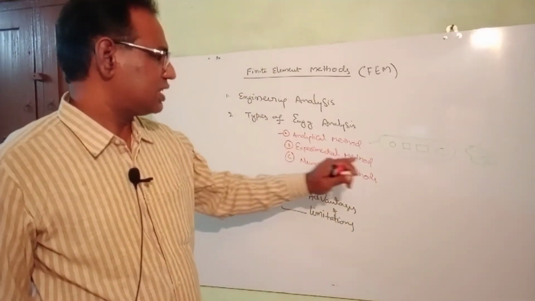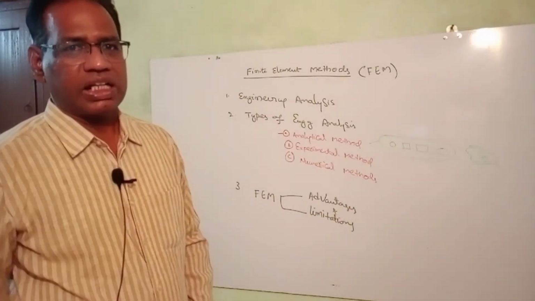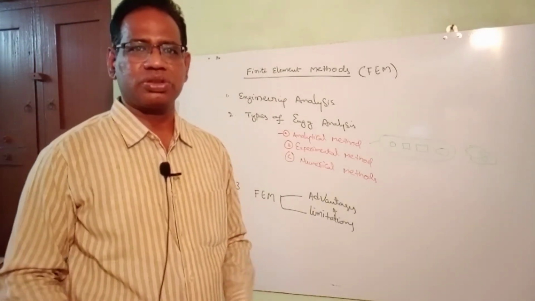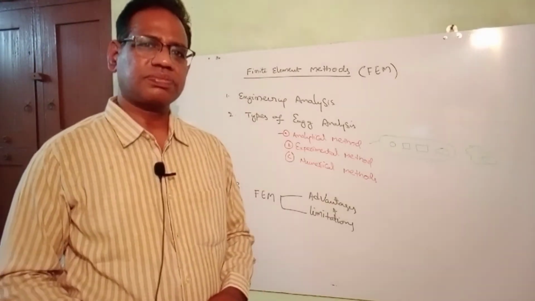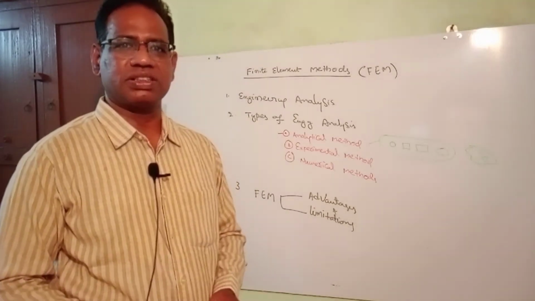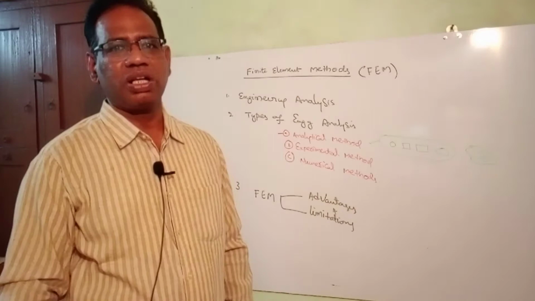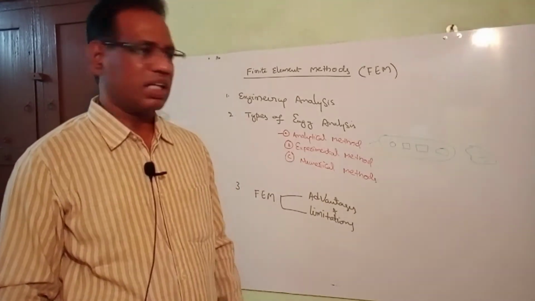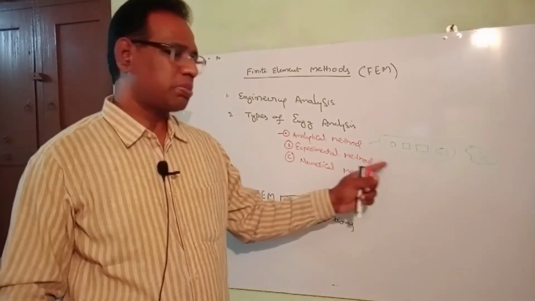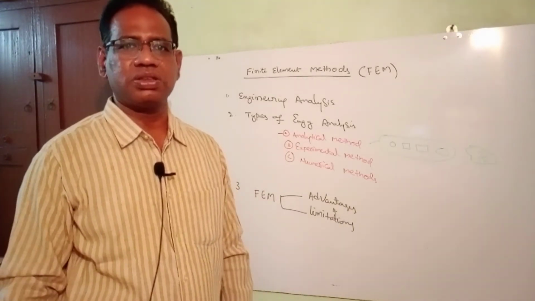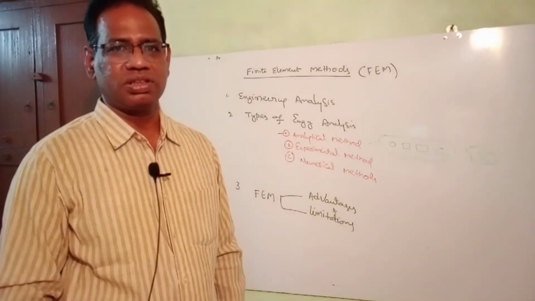The next method is the experimental method. Experimental method means there are no equations, there are no mathematical rules. Everything will go for conducting the experimentations. So this particular method may not be suitable for all your engineering applications, because if you want to do experimentation for all your designs, then it may not be possible to design a product.